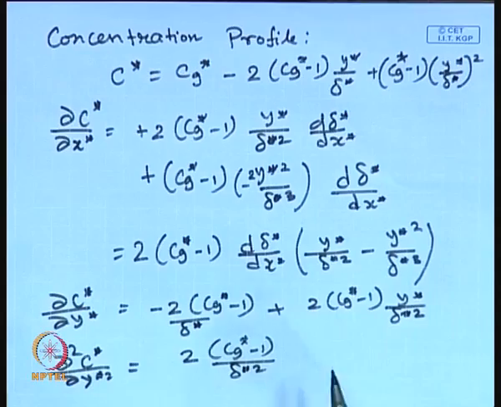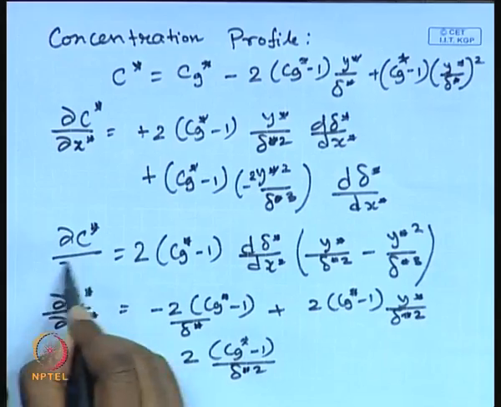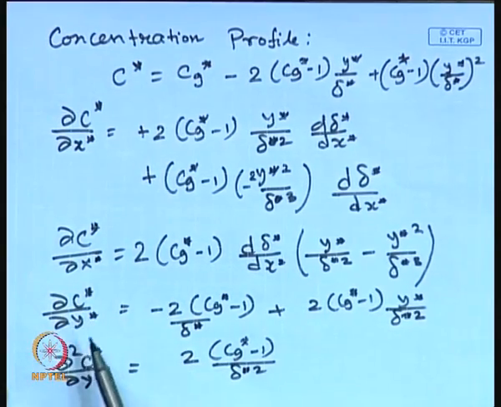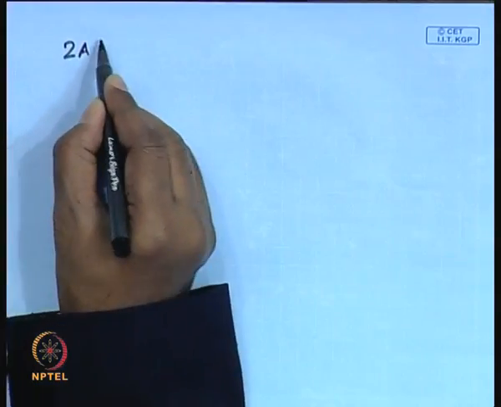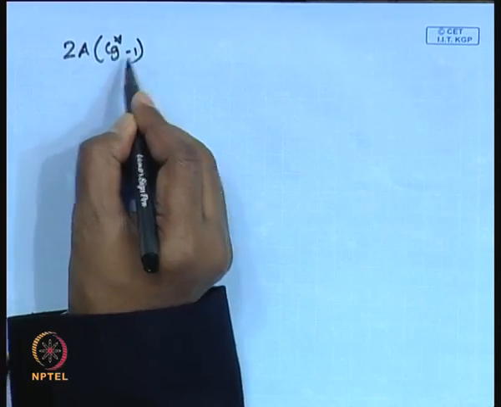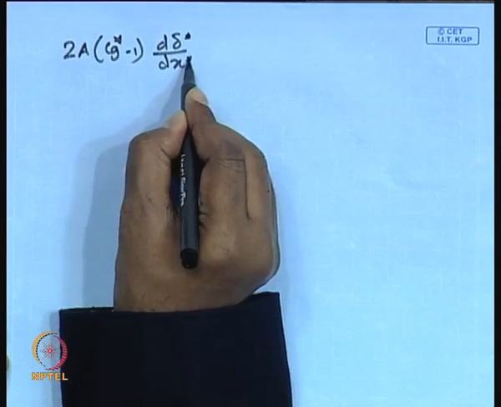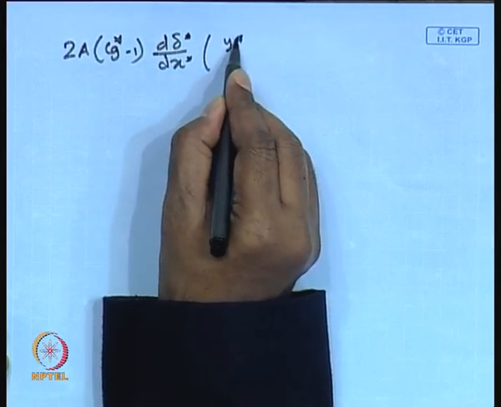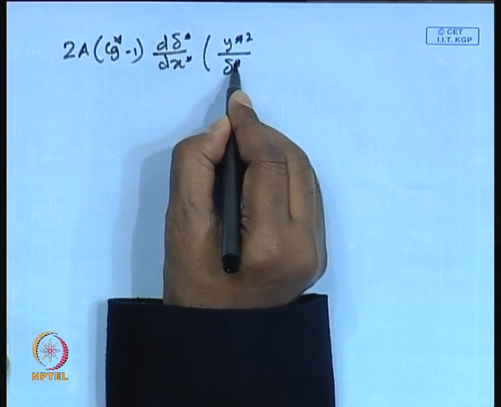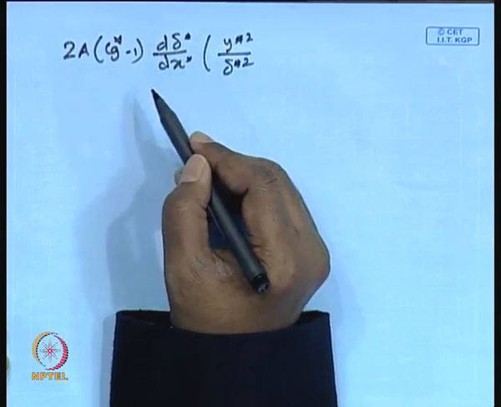And now what I am going to do, I am going to substitute these three expressions, del c star del x star, del c star del y star, del square c star del y star square into the governing equation and see what you get. If you do that, you will be getting 2a cg star minus 1 d delta star dx star y star square divided by delta star square, becomes square because there was a y star previously.